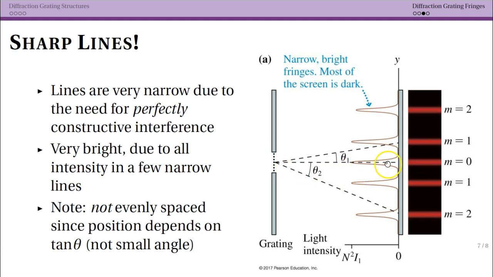Notice that there is always a bright fringe straight back. That is our m equals 0 case. And again, that's because that spot is an equal distance from every single slit. So m equals 0 we don't normally use as much, but then we're off at some angle for our m equals 1.